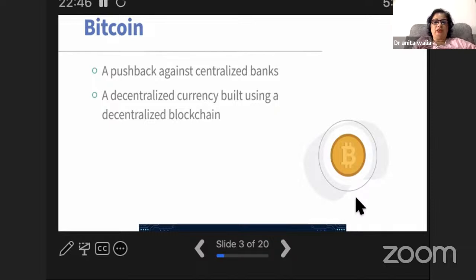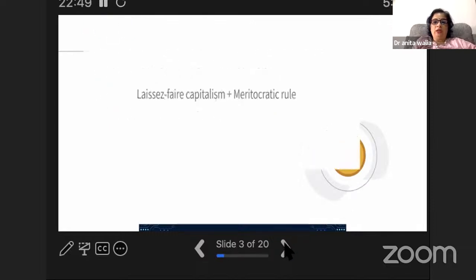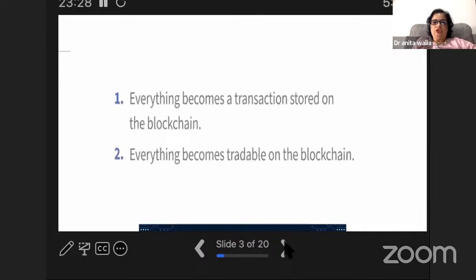The decentralized blockchain is a technology built on laissez-faire capitalism. Laissez-faire, in management terms, means a very lenient, non-bureaucratic approach. The opposite is the autocratic approach, where somebody has the power and controls everything, and you just have to follow the order. In laissez-faire, everybody has power. Everybody has decision-making power. This way of thinking runs through the entire Web3 ideology. So it is important to understand two characteristics of this ideology. First, everything becomes a transaction shared forever on an immutable ledger.